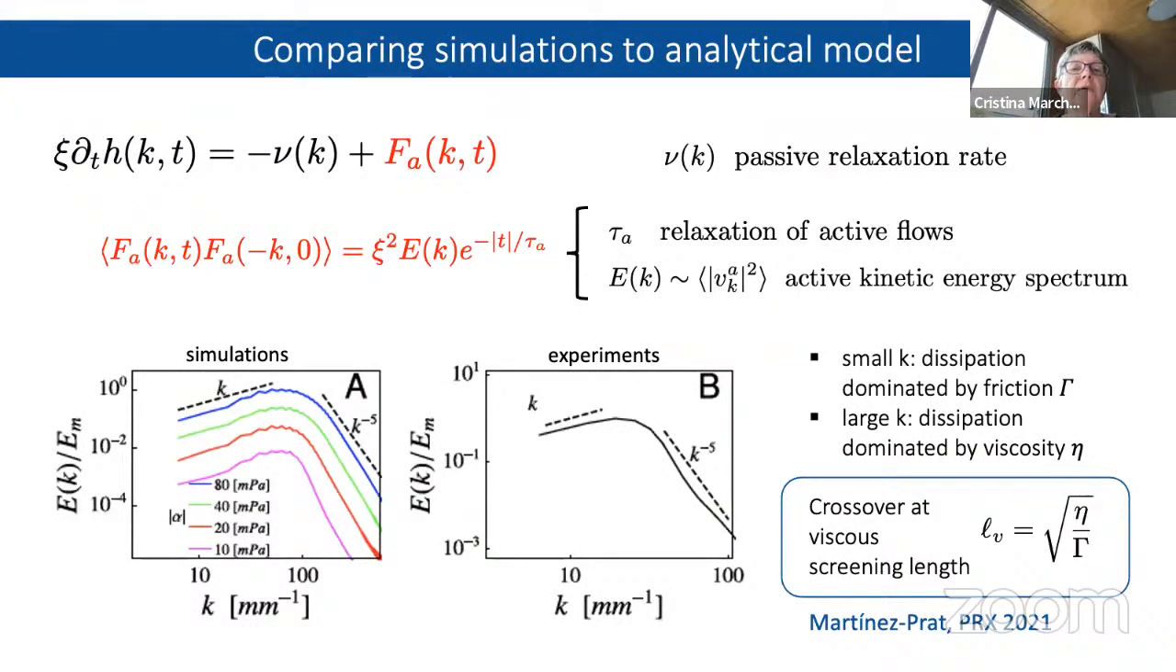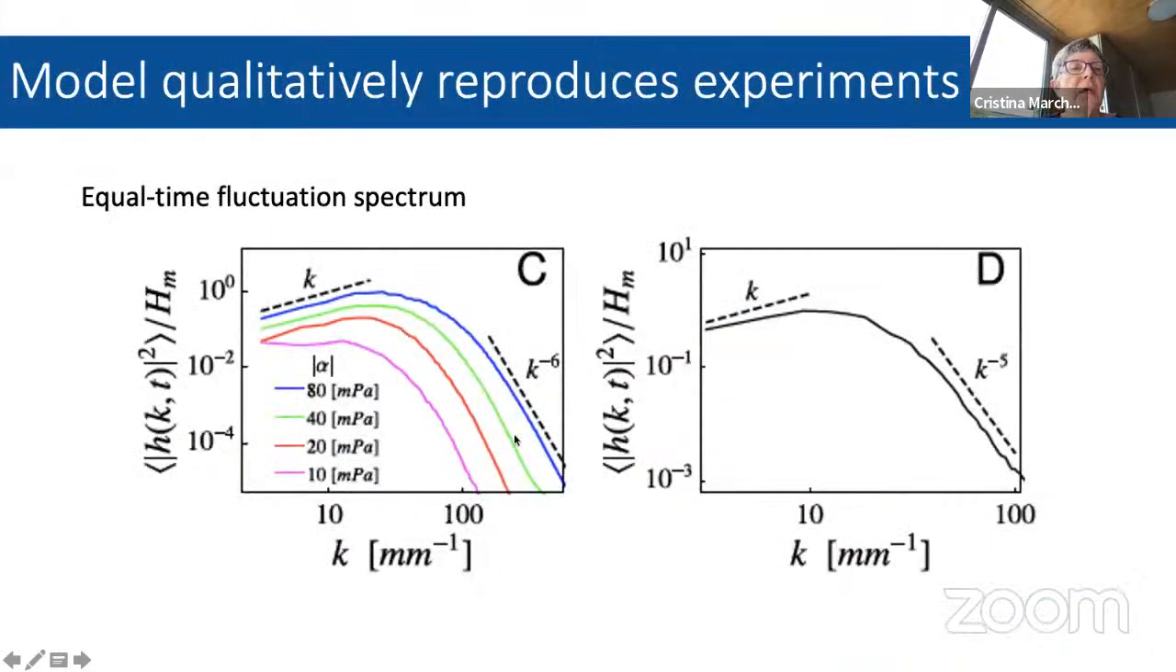So a simple way to think about this is that you have these vertical active flows in the bulk that extend the length L eta, L_v, I guess, and push up the interface. And the interface then tends to be restored to flat by passive forces like tension and gravity. The interplay between these two determines the fluctuations of the interface. And then we can calculate the equal time fluctuation spectrum.